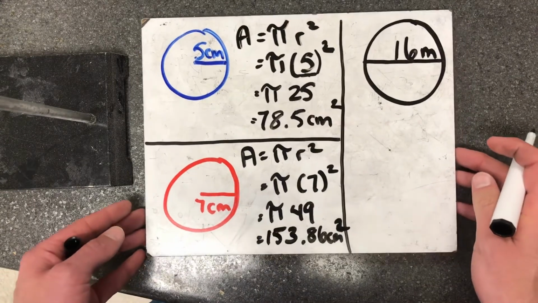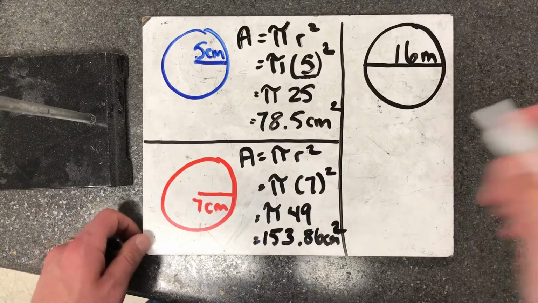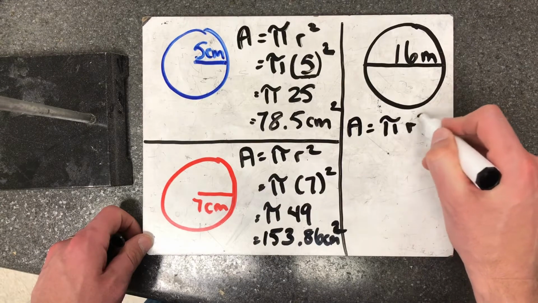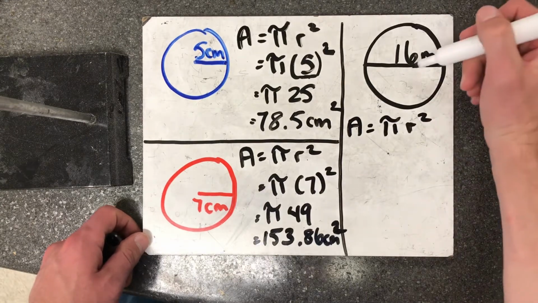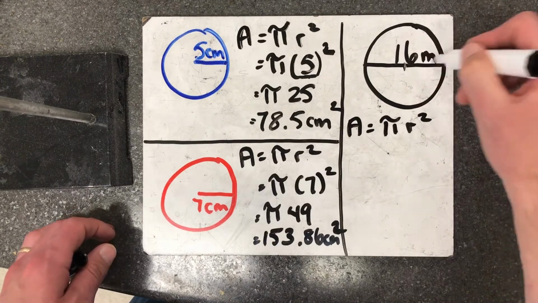And the last one here, there's an extra step to do because we've been given a diameter here. So our formula is always the same. The formula doesn't change. It's still pi times the radius squared. But in this case, we need to figure out what the radius is, because the radius is from the middle of the circle to the outside.